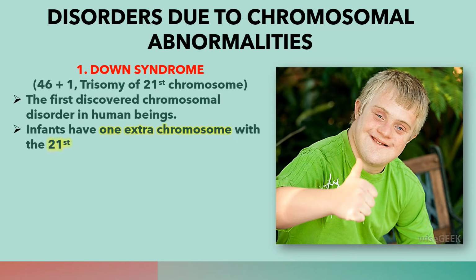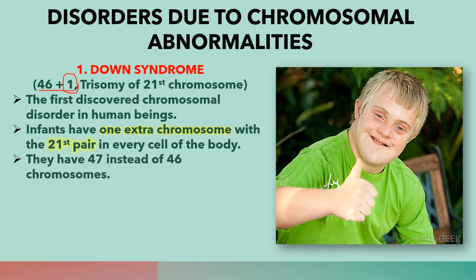Infants have one extra chromosome with the 21st pair in every cell of the body. Now you know that human beings have 46 chromosomes and 23 pairs. Now all the pairs will be fine except that in the 21st pair there is one extra chromosome. That means that now instead of 46 there will be 46 plus 1, and that 1 will be added with the 21st pair. So therefore they have 47 chromosomes.